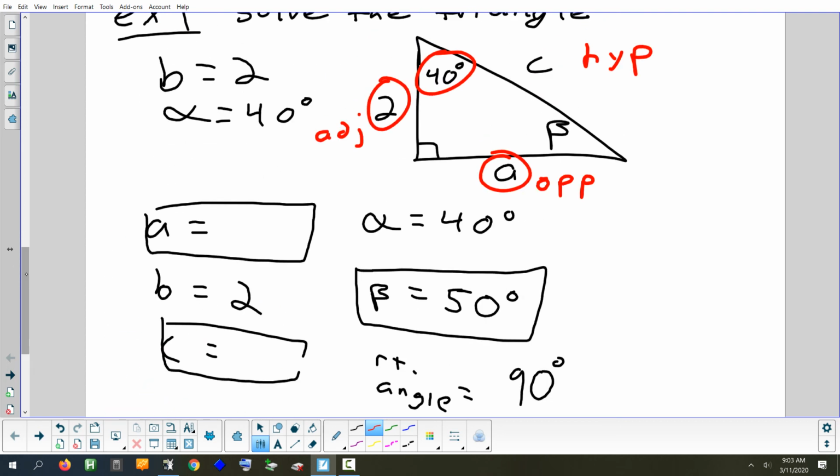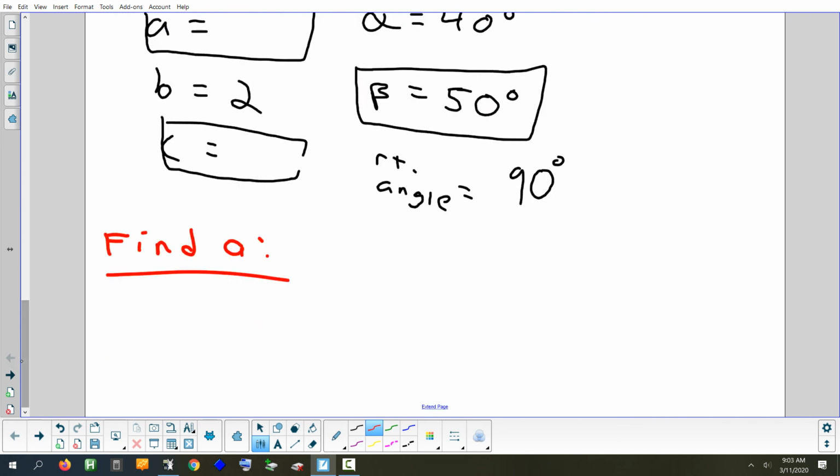To find A, first thing we have to do is figure out which trig function to use. A is the opposite. 2 is the adjacent. There's only one trig function that has opposite, which is the side I want to know, and adjacent, which is the side I already do know. Which trig function has opposite and adjacent? Tangent. So we're going to use tangent.